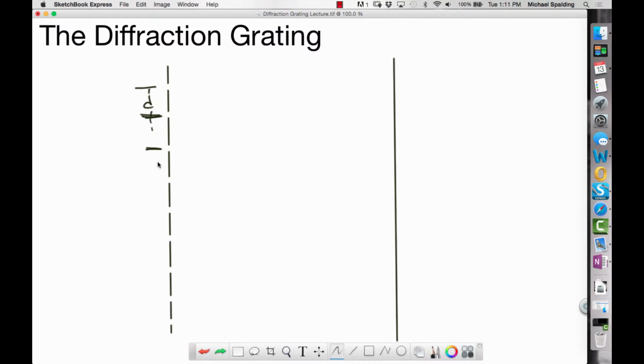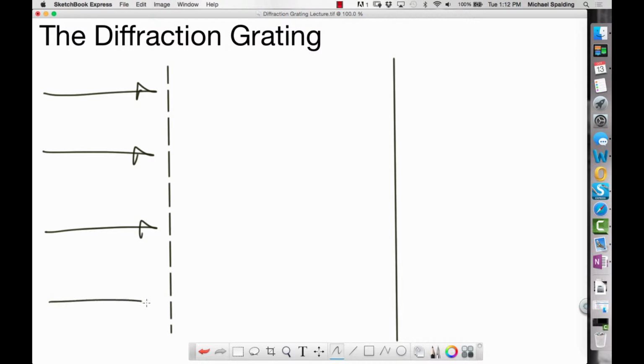Now, what happens when light strikes a diffraction grating? Just to give you an idea of how many slits are here, the diffraction grating I have right here in my hand has 1,000 gratings per millimeter. There's 1,000 marks per millimeter. So there's a lot of slits on here. When you have a light ray that comes in like this and strikes, we're going to get an interference pattern over on the screen.